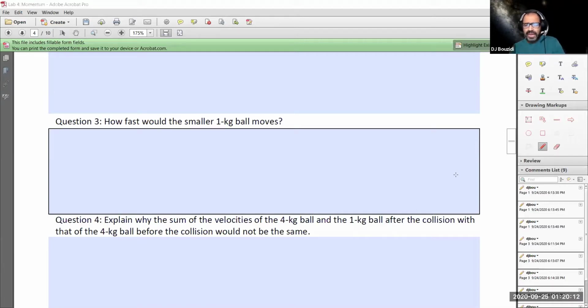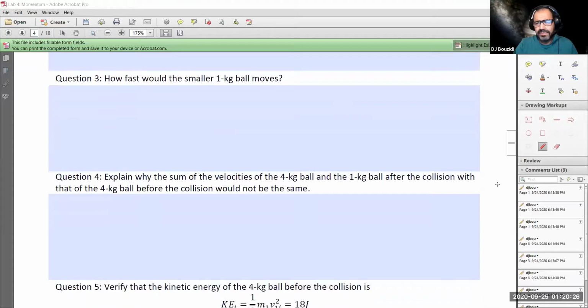But before that, I only had the 3 meter per second. The other one was stationary. So there is a difference between the initial velocities and the final velocities. So why do we have a difference, do you think? Or does it matter at all?